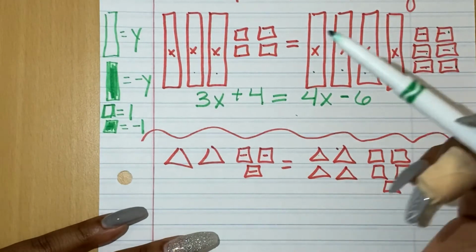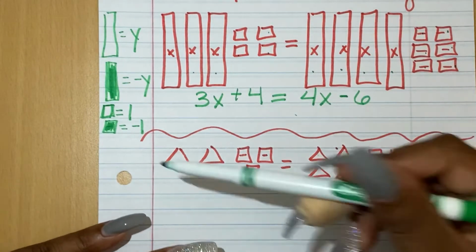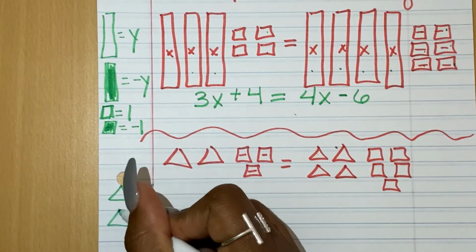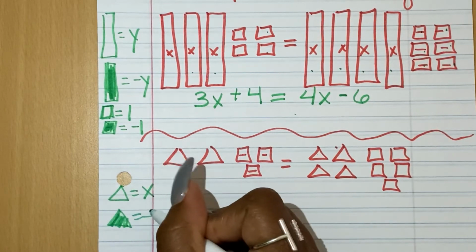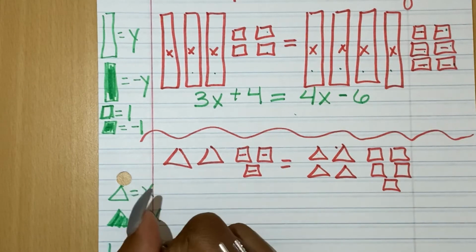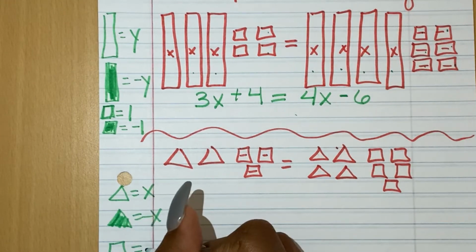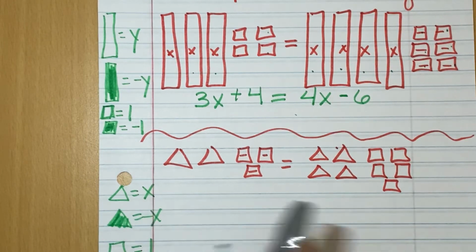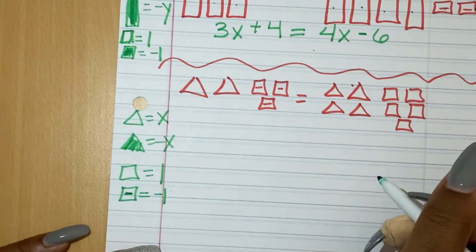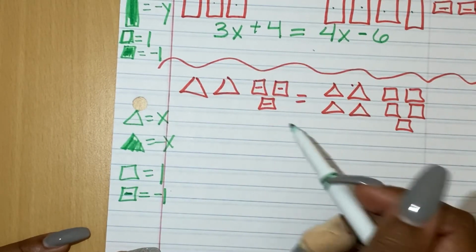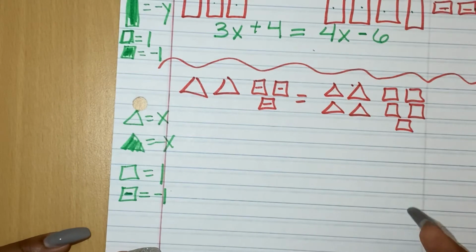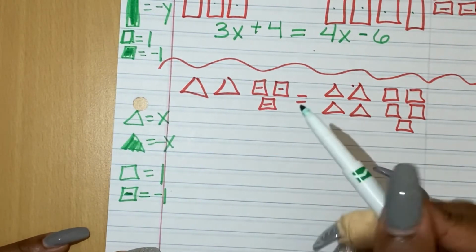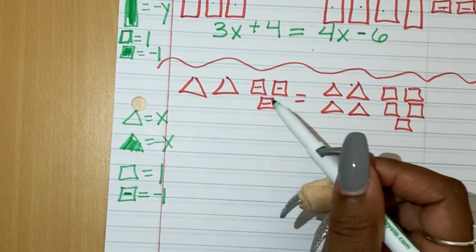Here's another one, because you won't always see it as rectangles. Sometimes they might give you triangles and say that a triangle equals x, and a shaded in triangle equals negative x. Okay? A square with nothing in it equals 1, and a square with something in it or a negative sign in it equals negative 1. Okay? It won't always be rectangles. These could be circles. You have to pay attention to the model, okay? So, using this key, let's solve this model.